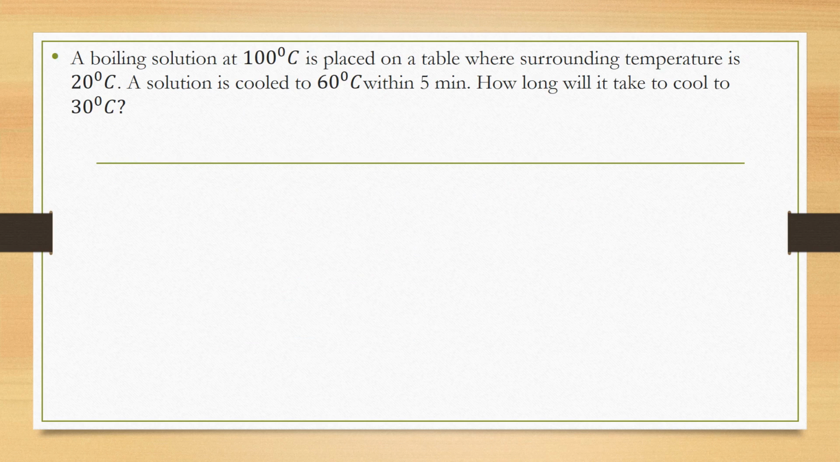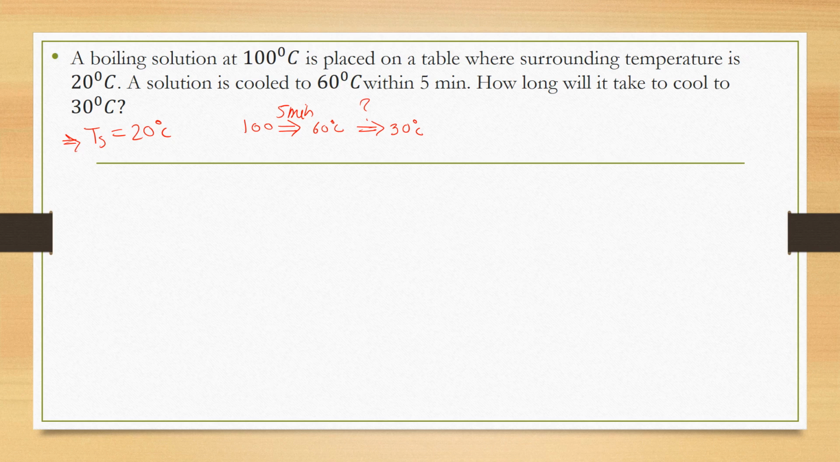Boiling solution at 100 degrees Celsius is placed on a table where surrounding temperature is 20 degrees Celsius. The solution is cooled to 60 degrees Celsius within 5 minutes. So how long will it take to cool to 30 degrees Celsius? So over here the surrounding temperature is equal to 20 degrees Celsius, and in this problem it requires 5 minutes to cool down from 100 degrees Celsius to 60 degrees Celsius, and we are supposed to determine the time required to cool down to 30 degrees Celsius from 60 degrees Celsius.